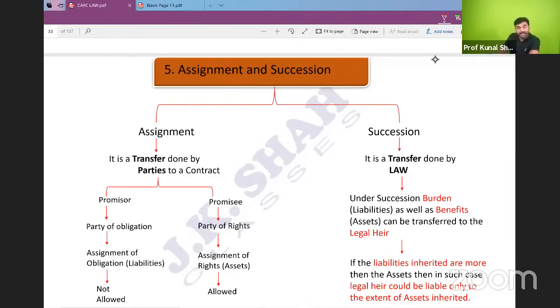But if at all I say that I am a person having a right to recover 10 crores from JK Shah sir, can I say over here I am a party of rights, I am a promisee? JK sir has made a promise that Kunal Shah sir, I promise to pay you 10 crore rupees. So JK Shah sir is the promisor. I am nothing but the promisee.